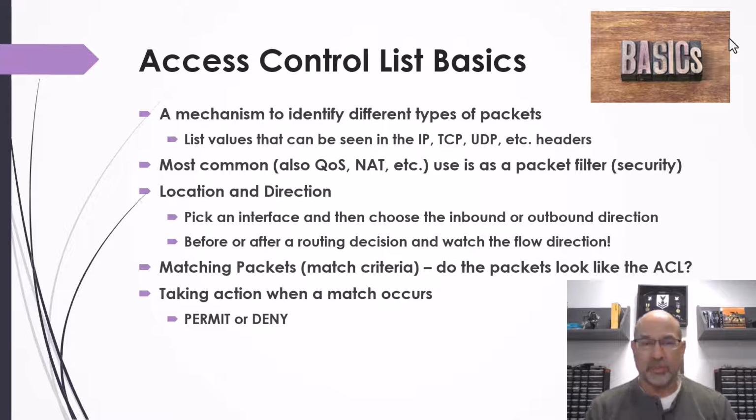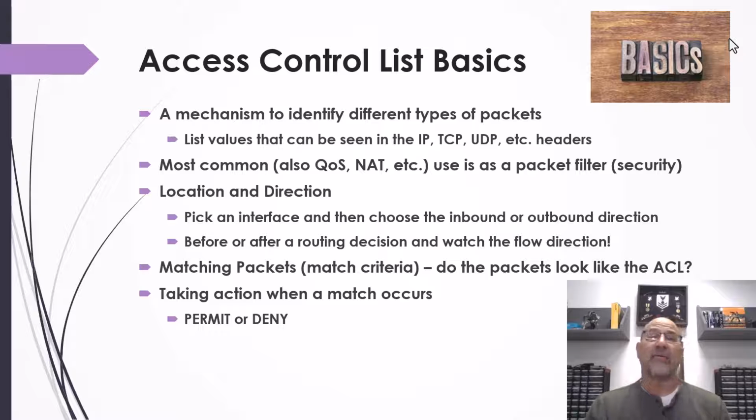Access control list basics. So what is an access control list? It's a mechanism to identify different kinds of packets. Now, the most common thing that we do is identify packets so that we can do some security thing with them. But what are you looking at? Well, when a packet comes in, you know that packets have an IP header. In that IP header, there's a whole bunch of fields that we can use to identify those packets. We can look at the source IP address, the destination IP address, the protocol ID, and the quality of service field.